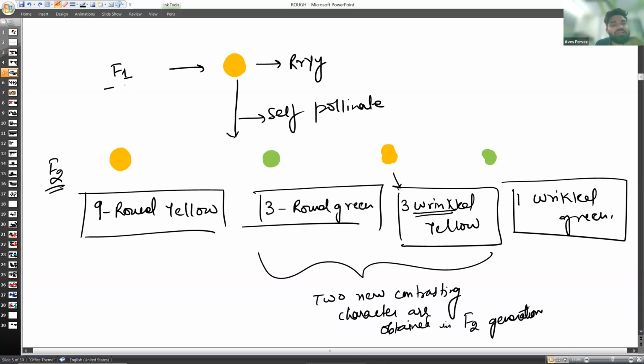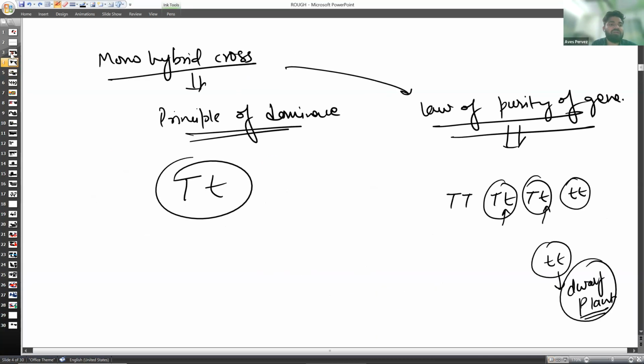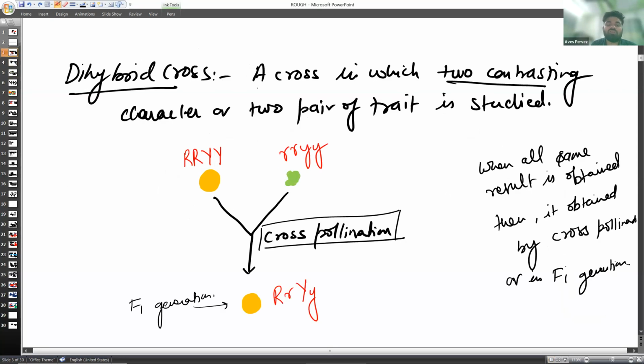When Mendel was doing the dihybrid cross, we were having round yellow. So what is actually a dihybrid cross? First, let me explain that in a dihybrid cross, two contrasting characters or two pairs of traits are studied.